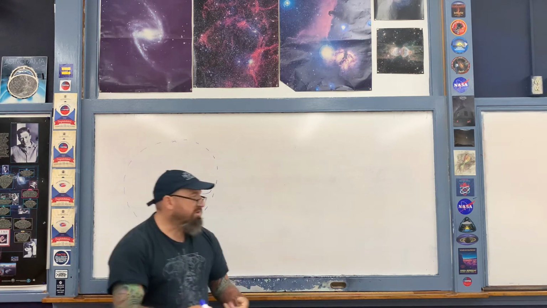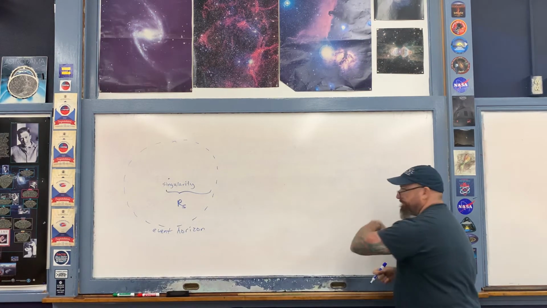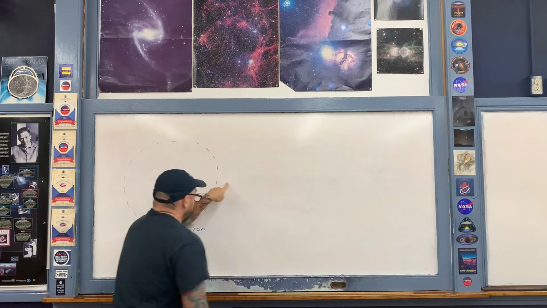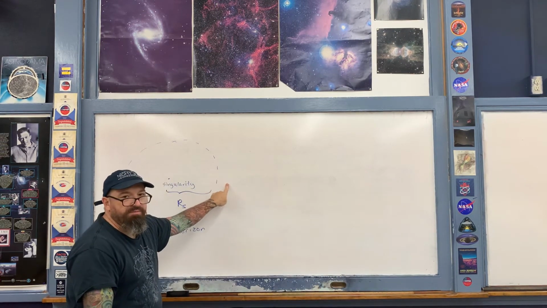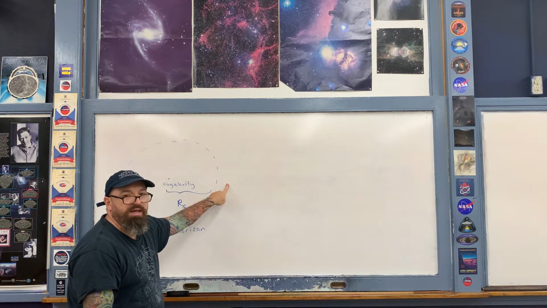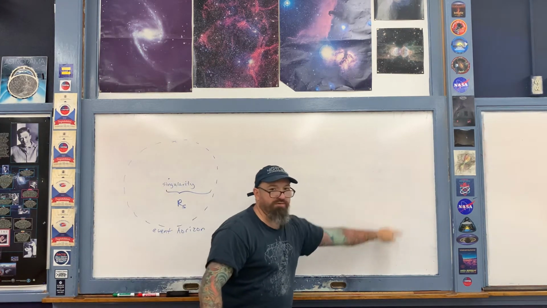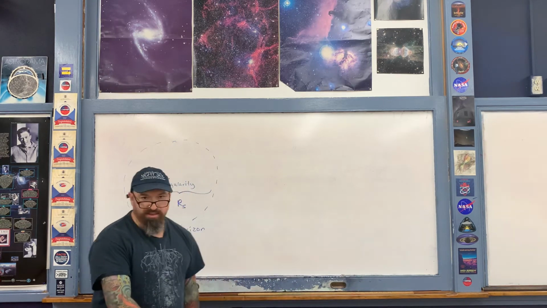Let's say that you're an observer that is over here somewhere, and you're looking at the black hole. Let's say that an object is right here. It's further from the singularity than the event horizon. This then means that the escape velocity of this object is less than the speed of light. So therefore you would be able to receive information from that object, you would be able to see it.